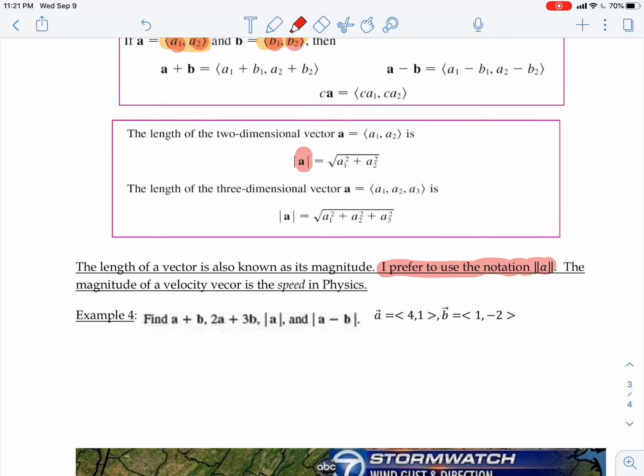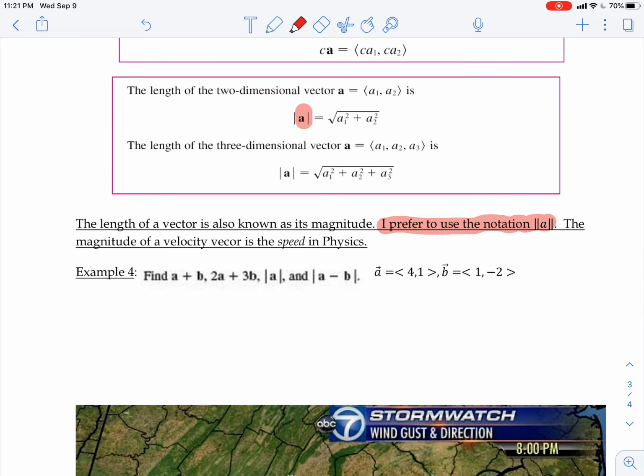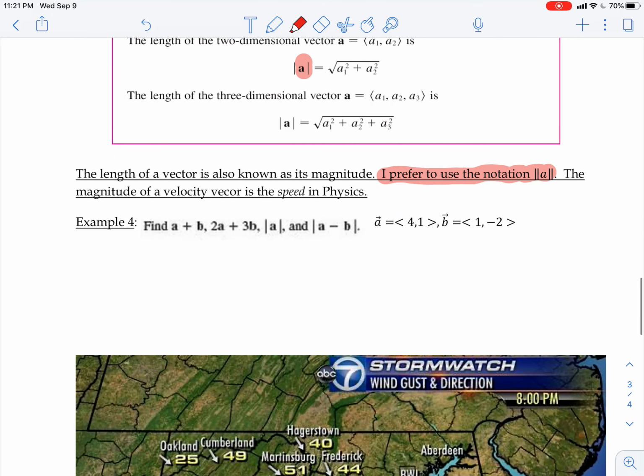And so now we're going to find these 4 different quantities: the sum a plus b, the sum with some scalars, 2a plus 3b, the distance, or magnitude, of a, and then also the distance, or magnitude, of a minus b.